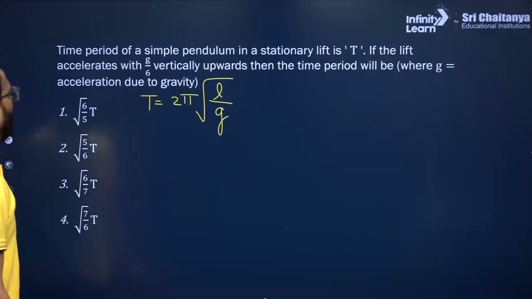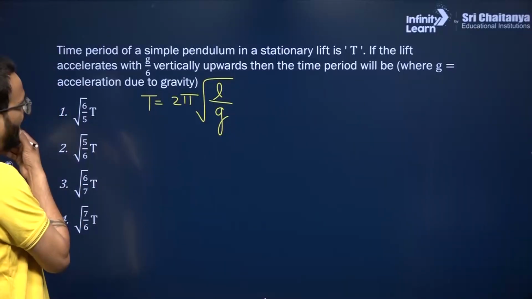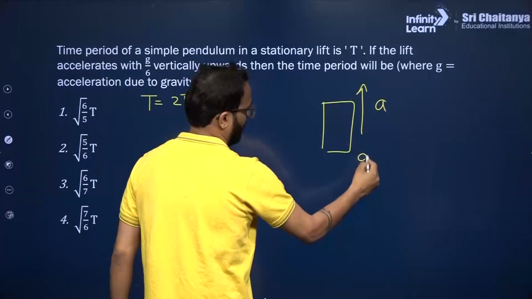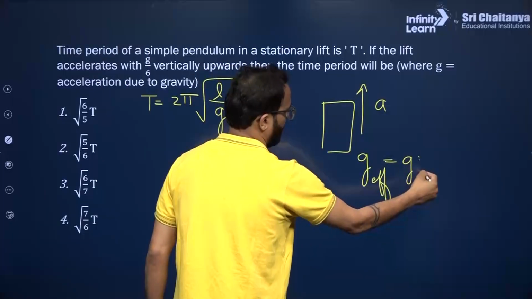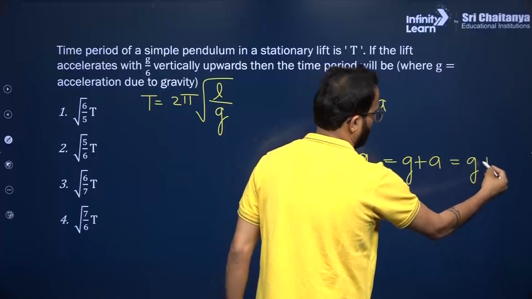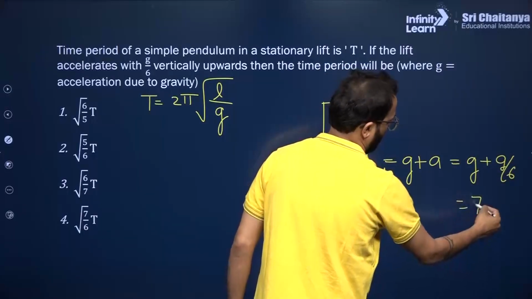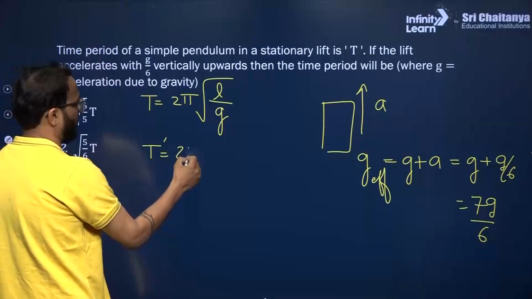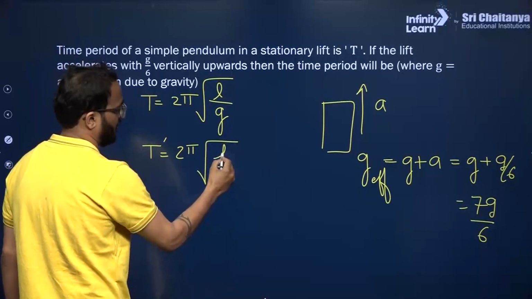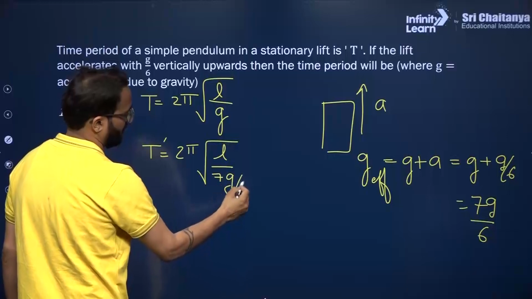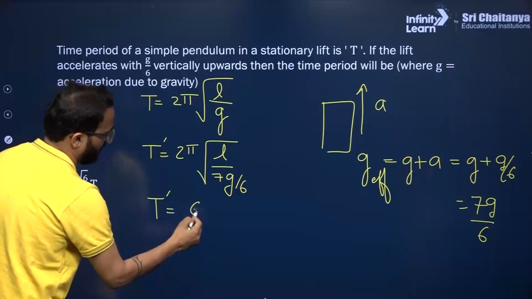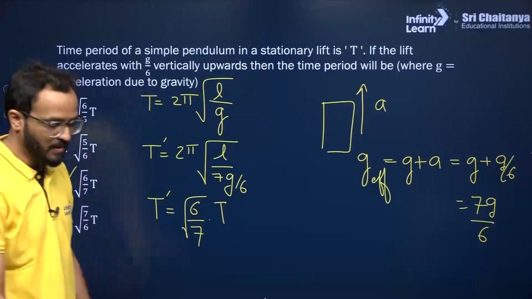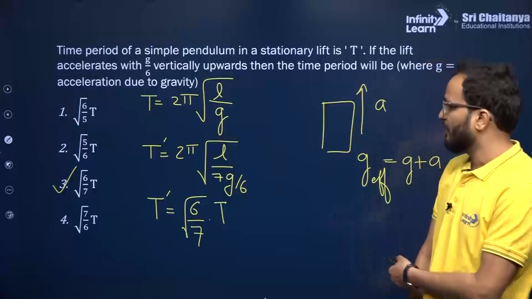Right, so time period is given T. If the lift accelerates vertically upwards, see, if the lift is going up with an acceleration a, then g effective becomes g plus a. So it is technically g plus g by 6 in this question. So it is 7g by 6. Do you understand? Right, so new time period will be 2 pi root over L by g effective, which is 7g by 6. So T dash will be root over 6 by 7 times T. Third option is correct. Okay. So this is a very simple question and a very simple solution.